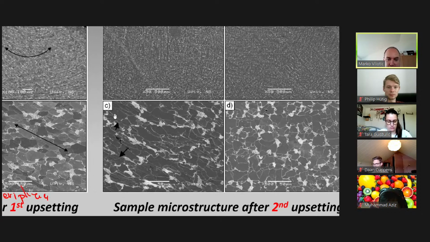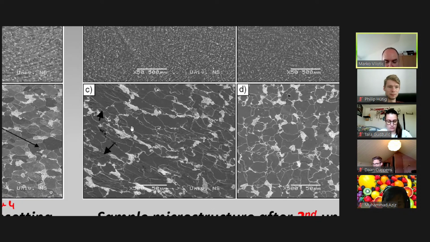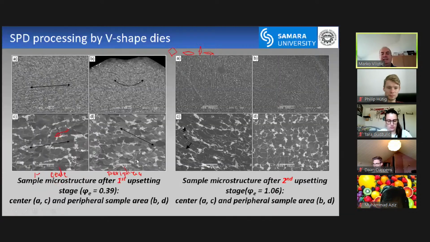And not just that. I don't know if you can see it, but at some points, the boundaries between the grains are not so clear. For example, here, you cannot tell if this is 1 or 2 grains. It's a little bit dimmed. So it tells you that after just 2 upsetting stages, some grain refinement might happen.